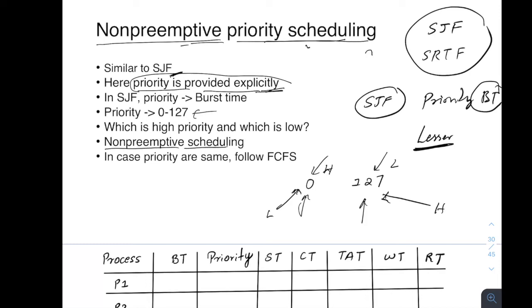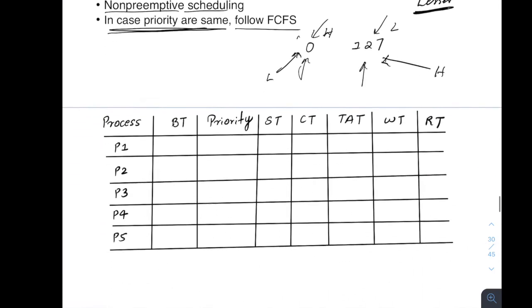Of course, this is non-preemptive, as you can see here. And in case priorities are the same, again follow FCFS, similar to SJF and SRTF. In case the burst time was the same in the other scheduling algorithms, you needed to follow FCFS. Similarly, here also do the same. It's quite similar to SJF.